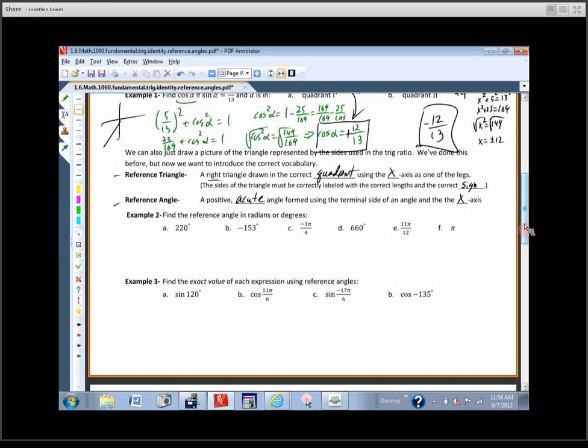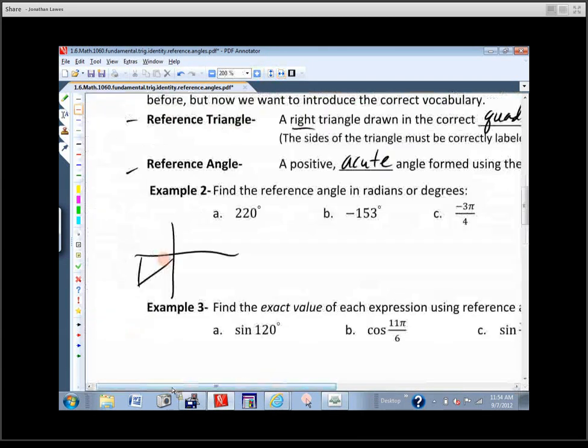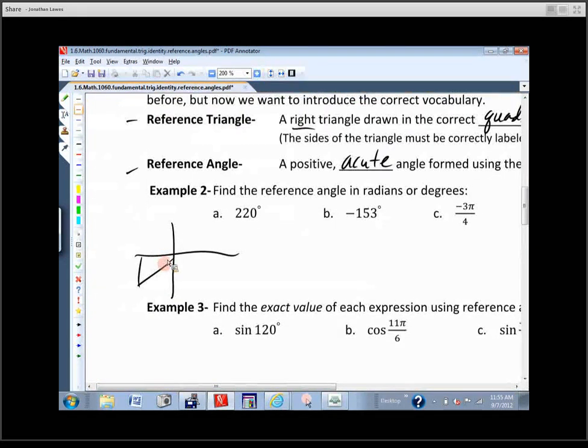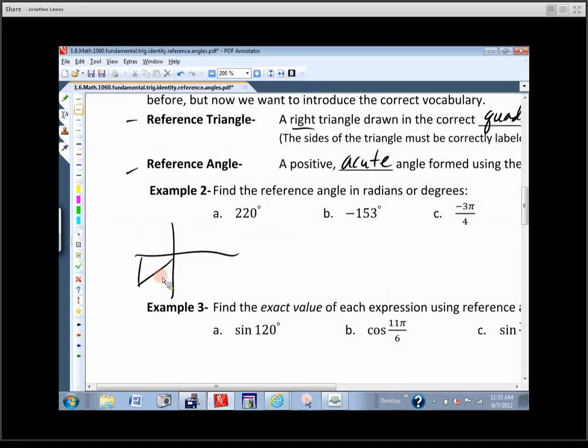Okay, all right. So I'm hoping these problems are really easy. It says find the reference angle in radians or degrees. So let's draw this one right here. If you've got a 220 degree angle, notice that it's positive. So there's 90, there's 180. I'm going to be somewhere over here. Here's what the reference angle is. The reference angle is this guy right here. Remember, it's a positive acute angle formed with the terminal side, this guy right here, and the x-axis.